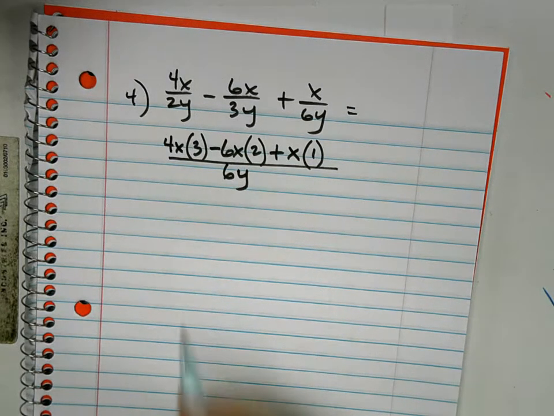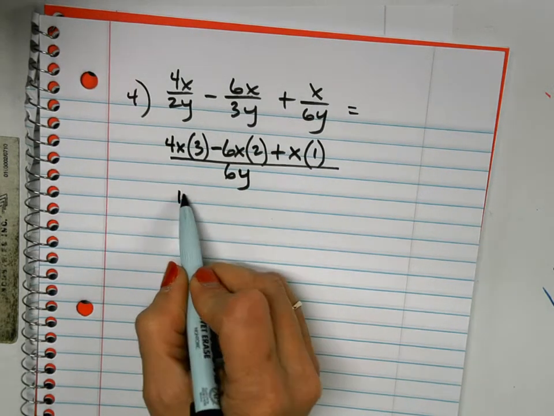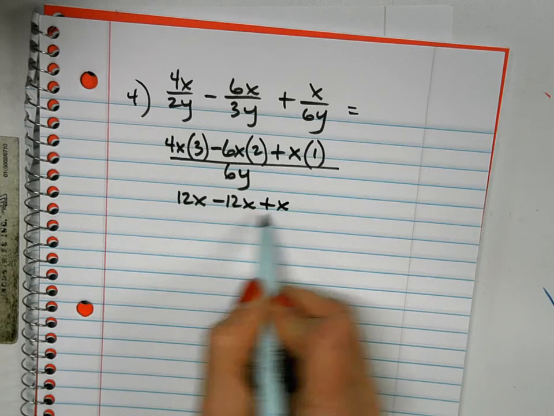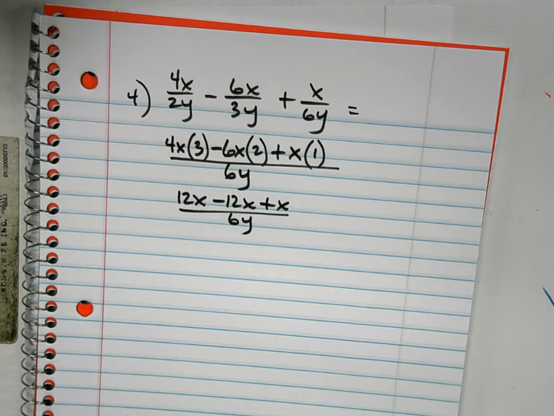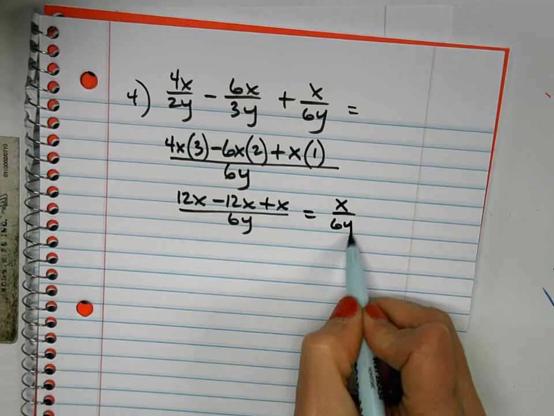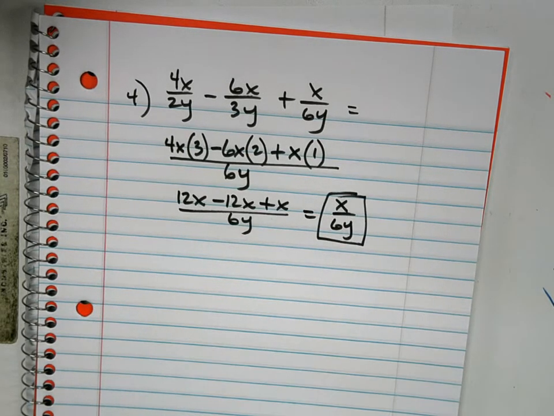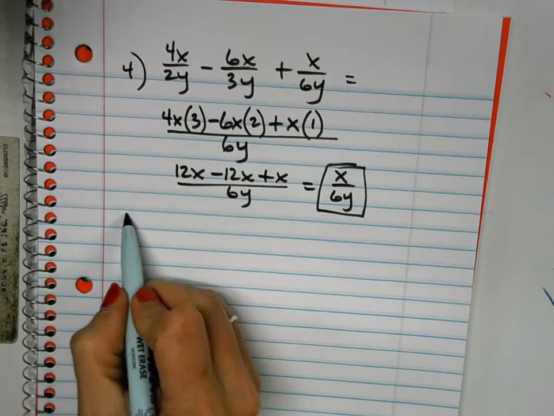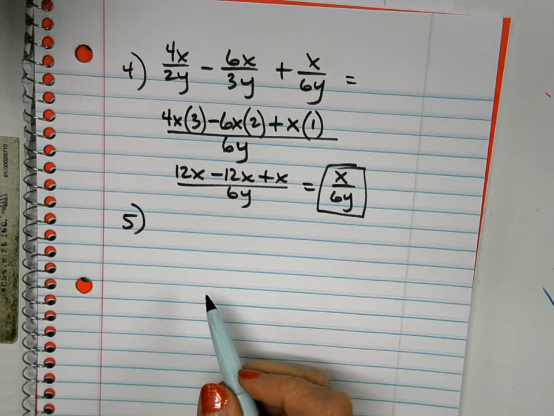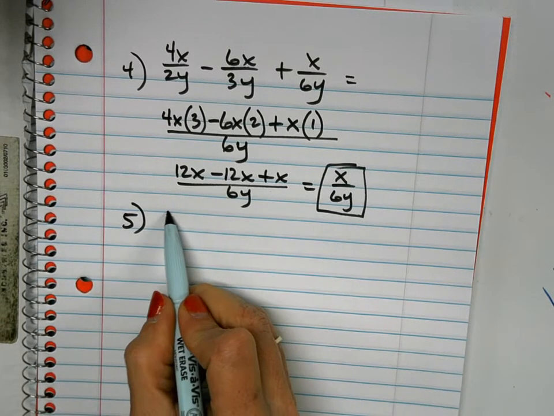Go ahead and multiply out here. We'd have 12x minus 12x plus x over 6y. x over 6y would be your answer. That one worked out nicely. Okay, subtraction, just be careful. Just watch your signs is all. If you're careful to bring down the sign, you'll be okay.